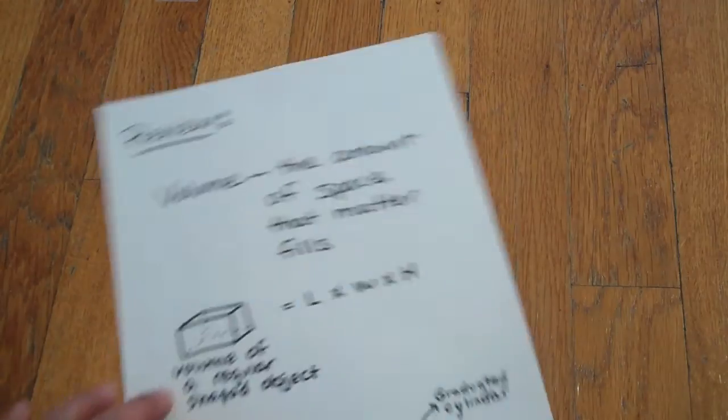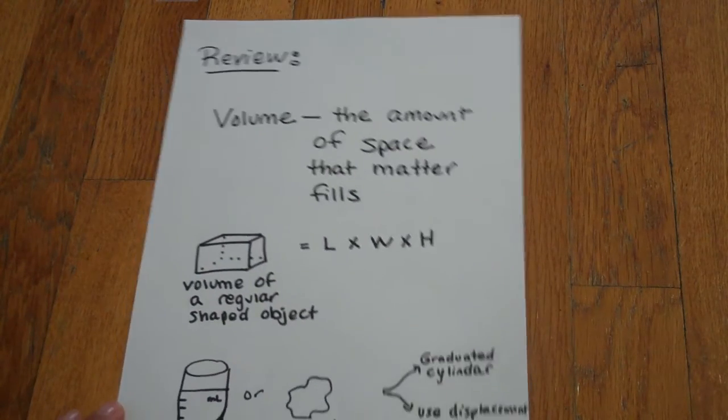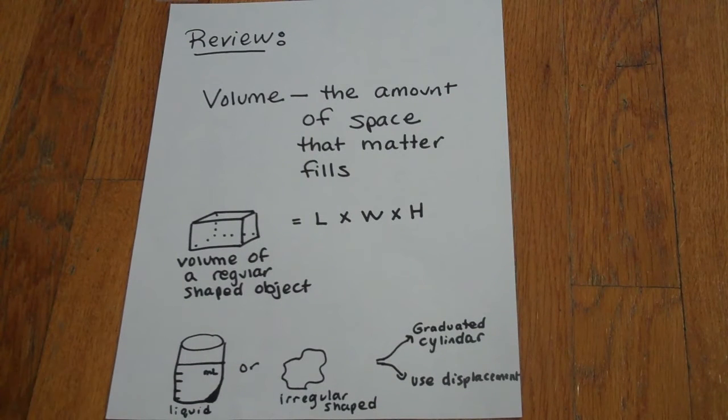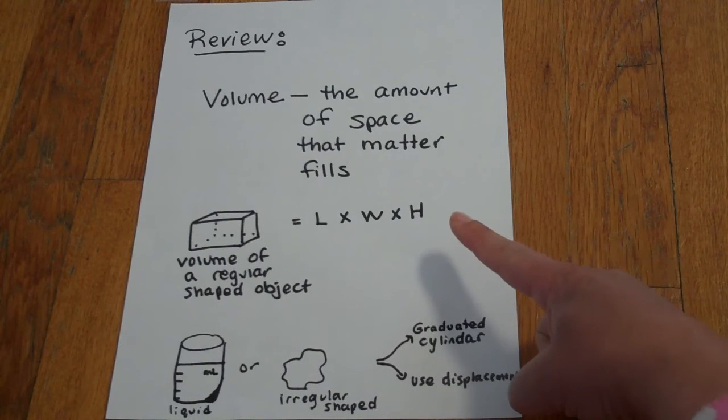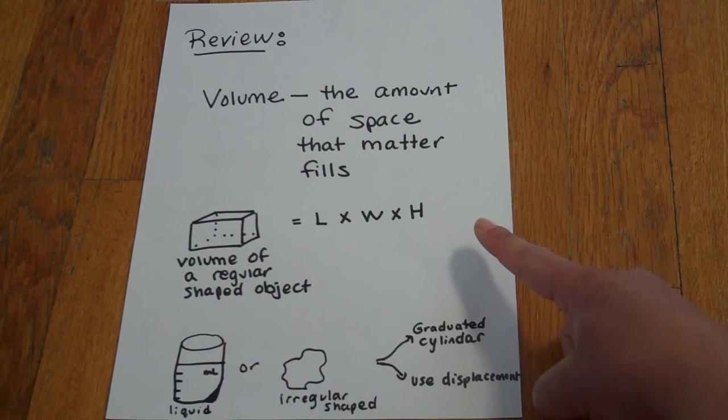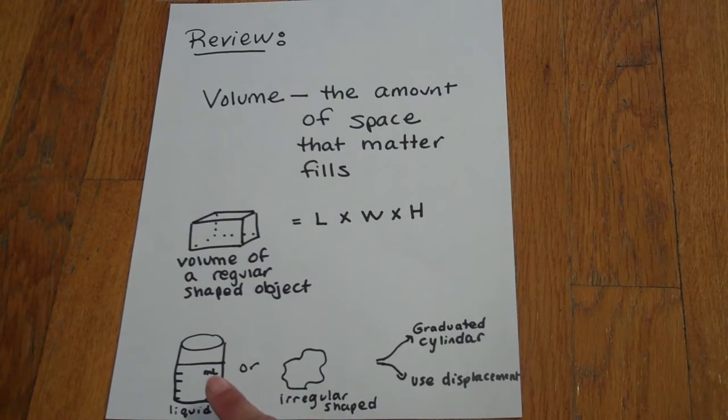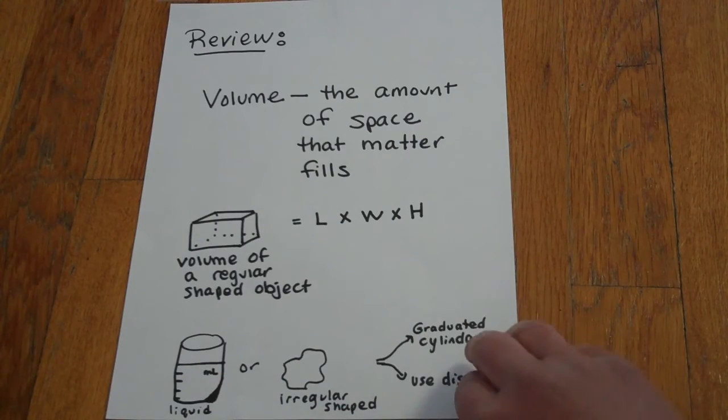The next I'd like to review briefly is the definition of volume. Volume is the amount of space that matter fills. If it is a regular shaped object, such as this rectangular prism, then we would use the formula length times width times height. If it's a liquid, you would use a graduated cylinder. If it's an irregular shaped object, you'd use displacement, which is putting this irregular shaped object inside of a container filled with water and then seeing the difference in the volume.